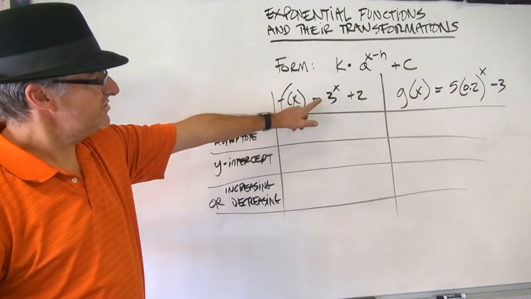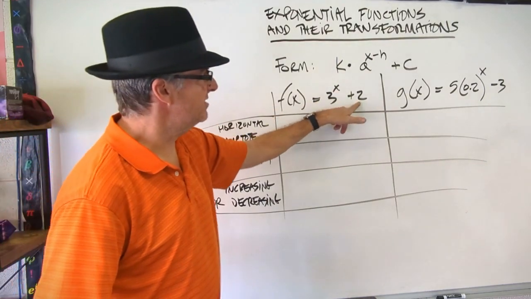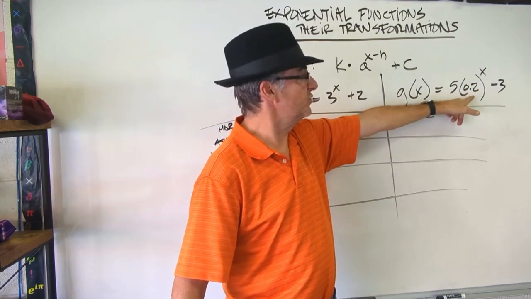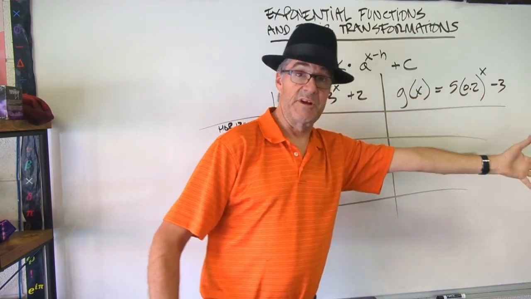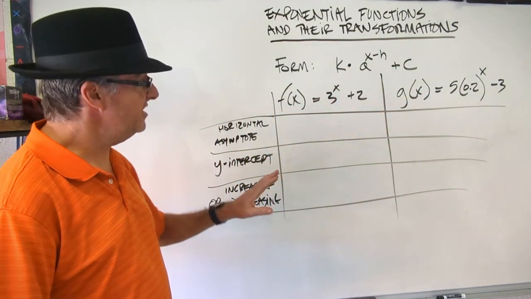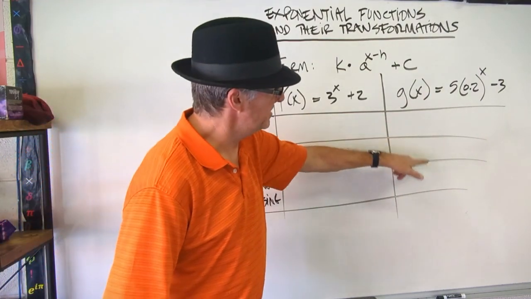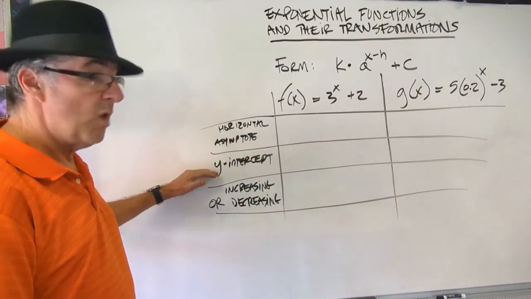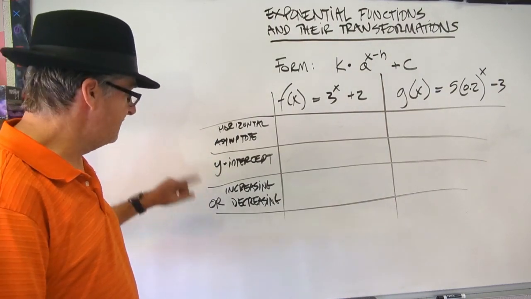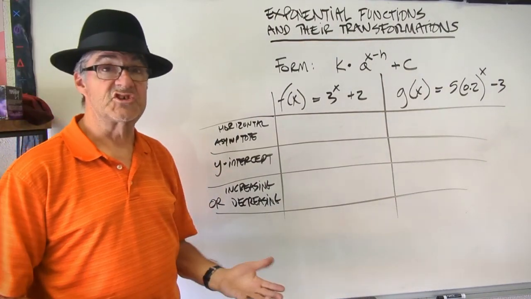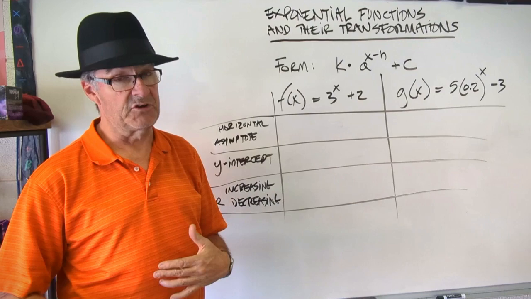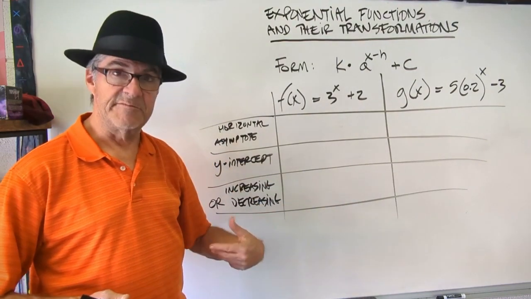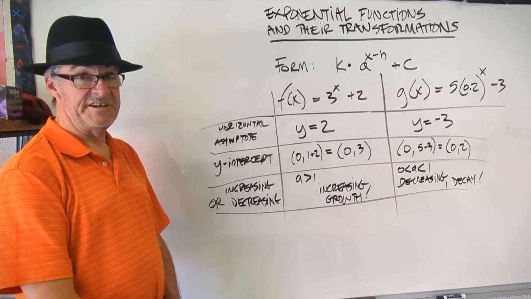I've got two functions. f of x is 3 to the x plus 2, and g of x is 5 times 0.2 to the x minus 3. Now what I want you to do is pause the video and enter the information in this chart for the horizontal asymptote for each function, for the y-intercept for each function, and then finally state whether the function is increasing or decreasing. So pause the video, do your best to fill that chart in, and then come back. Let's see how you did here.